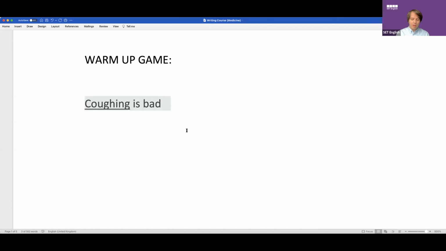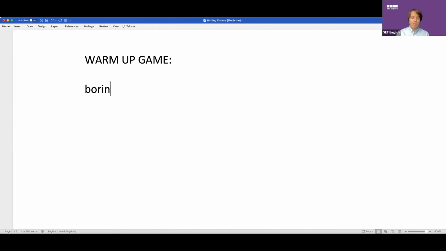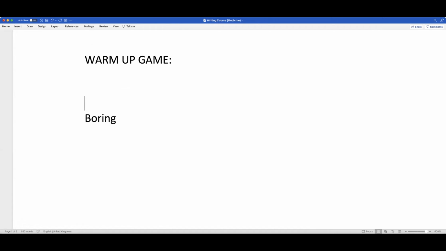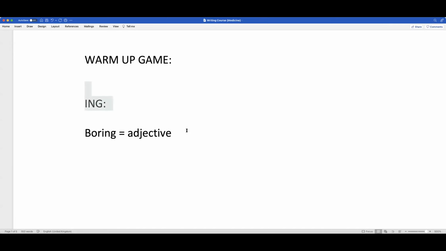Okay, what about this though? What type of word is that? Adjective. Good. What about this? Noun. It can be a noun. Ing can be a noun, but also here it's an adjective. This is the problem with the ing. It can be a noun, it can be an adjective, it could also be a verb, right? Like, for example, this.